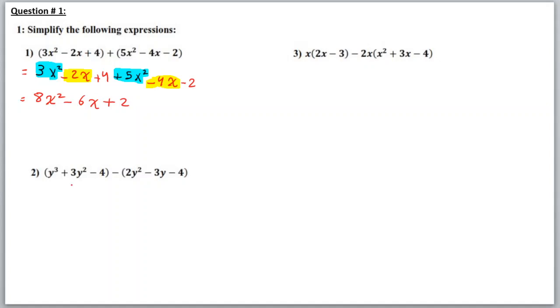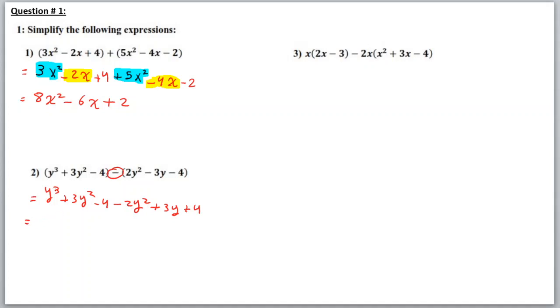Clear? Number 2, y cubed, so I copy it, plus 3y squared minus 4, the first one. The second one, I have minus, negative. So minus multiplied by all this bracket, so I should do like that. Minus 2y squared, and then negative times negative, positive 3y, and then negative times negative, positive 4. So when I have minus outside, I should flip all the signs inside. Positive, negative, negative, there will be negative, positive, positive.